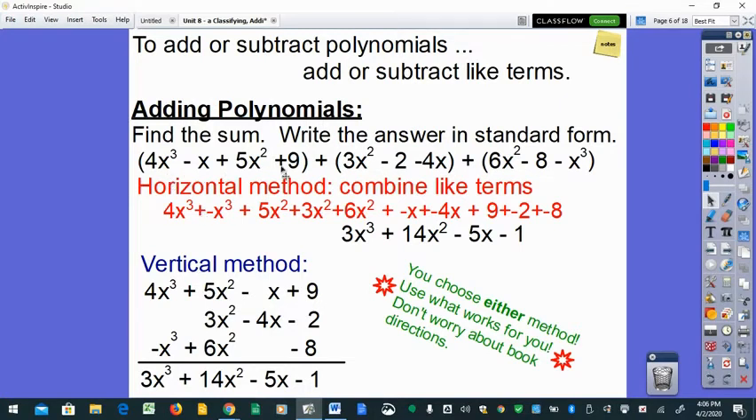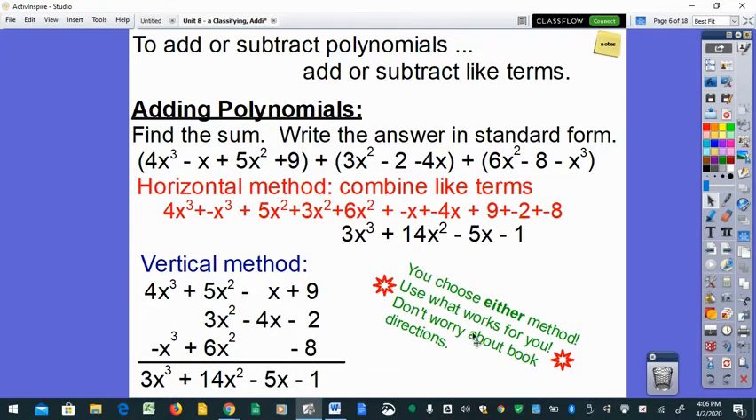So the first thing you do is you put all of the polynomials, the 3 of them, in standard order, and you put them on top of each other. So you line up all the x to the thirds, all the x squareds, all the x to the first, and all the constants, and then you just add down. So 4x to the third, take away an x to the third will give you 3x to the third, and the 5 plus the 3 is 8 plus 6, there's the 14x squared, and a negative 1 and a negative 4 makes a negative 5x, and 9, take away 2 is 7, take away 8 is negative 1, and you're seeing we're getting the same answer.